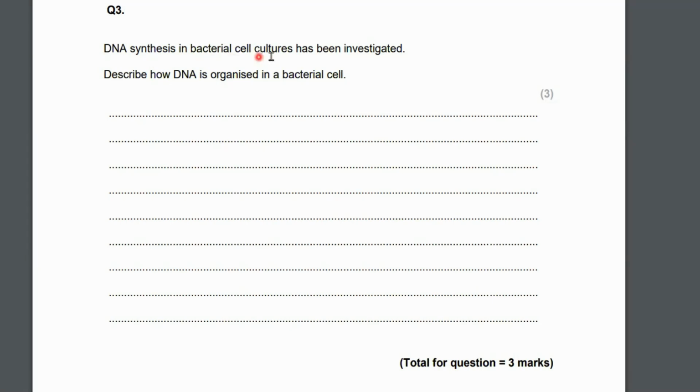Right, let's check out question 3. DNA synthesis in bacterial cell cultures has been investigated. Describe how DNA is organized in a bacterial cell. I recommend using a highlighter when you're doing these questions just to highlight key points.